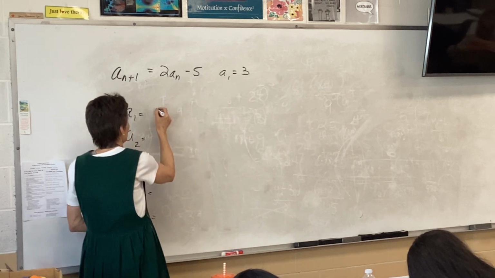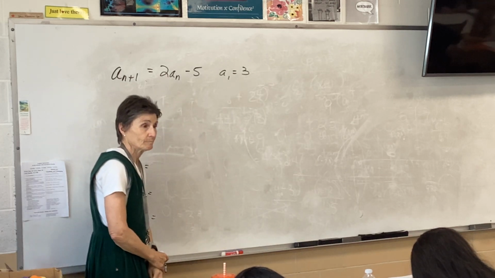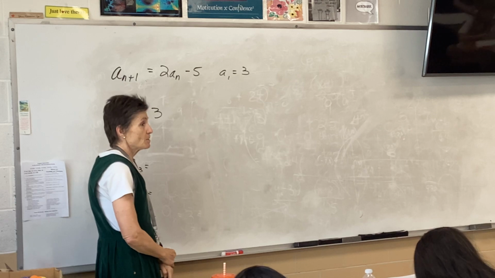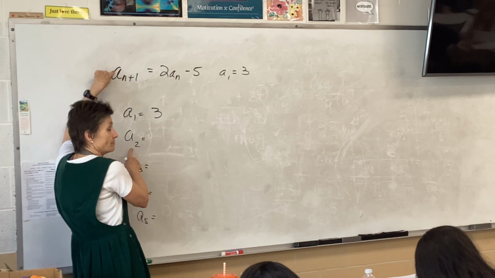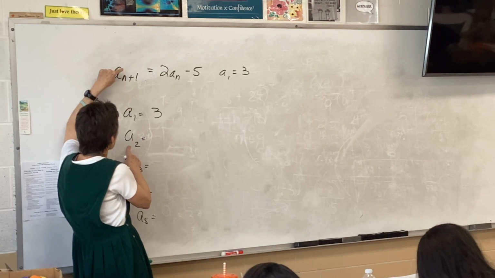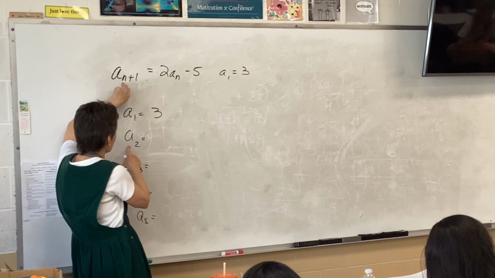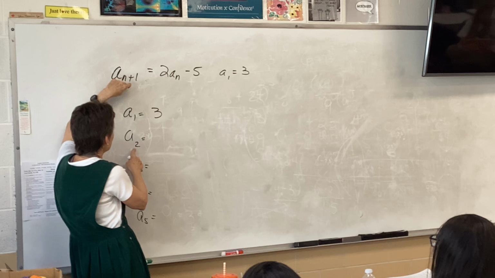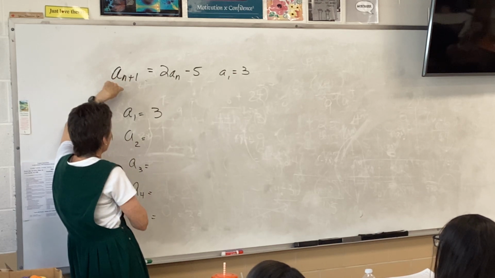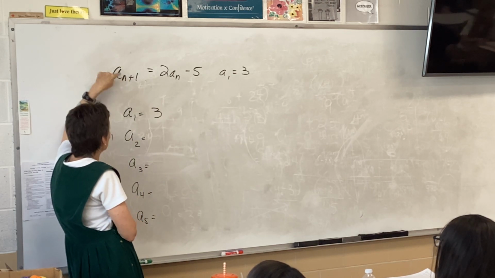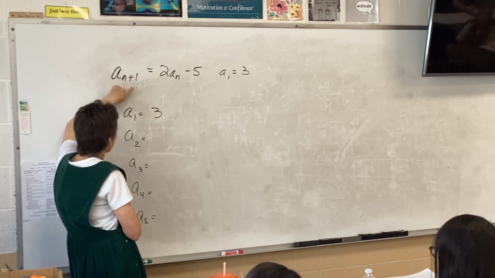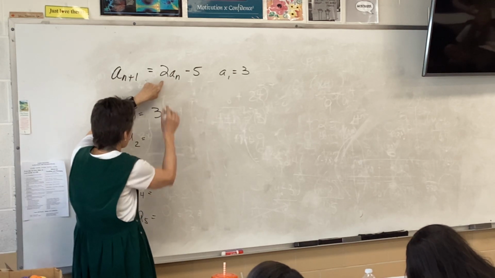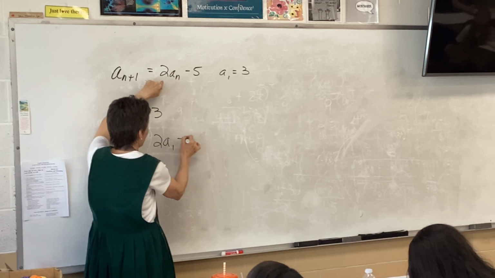And they told me that the first term is 3. Okay? So now I'm going to find the second term. Now look at your formula. If I want this to be a sub 2, that's what I'm trying to find, is a sub 2. Aren't I going to let n be 1? If I let n be 1, would this say a sub 2?